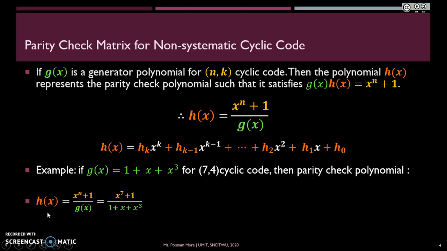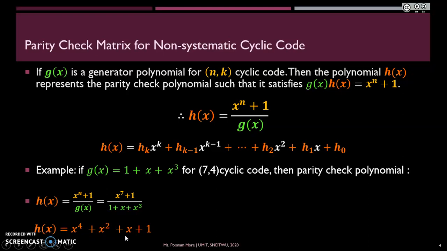So here, as the formula is given to us, x raised to n plus 1 divided by g of x. Here the value of n is equal to 7, and therefore we will have the equation as x raised to 7 plus 1 divided by 1 plus x cube, which is nothing but our generator polynomial. And the result of this division is equal to x raised to 4 plus x raised to 2 plus x plus 1. So this is how we can get our parity check polynomial.